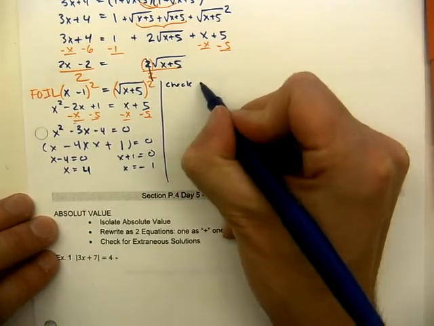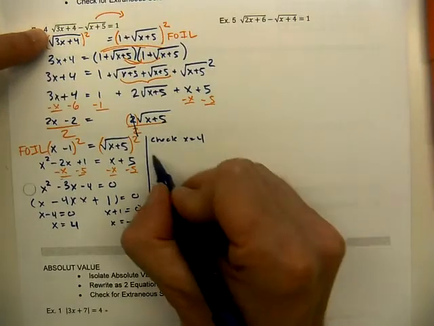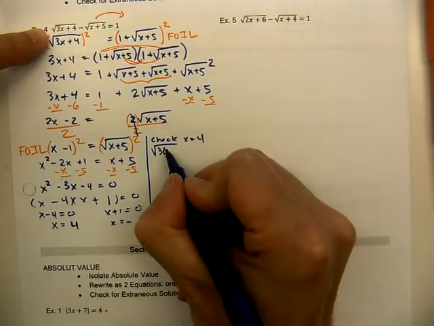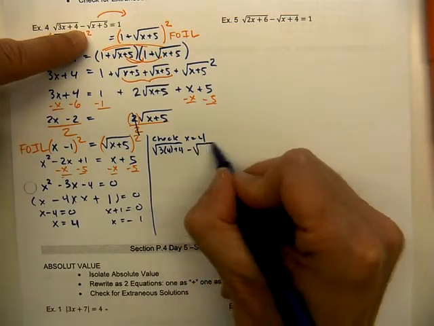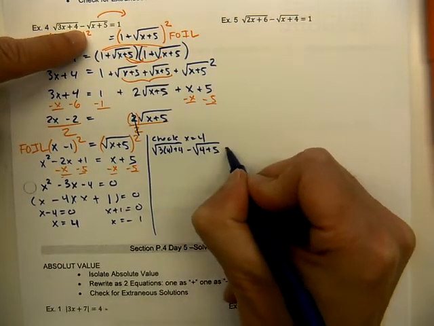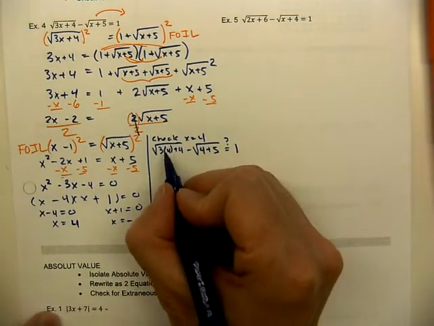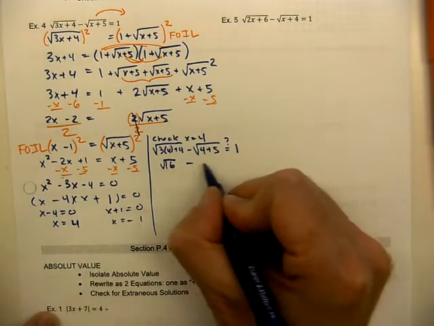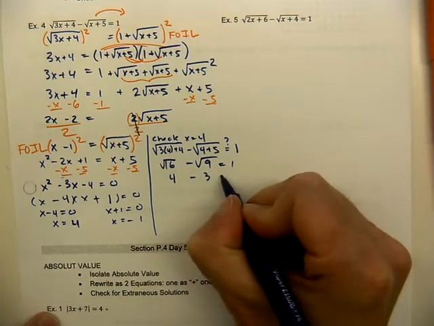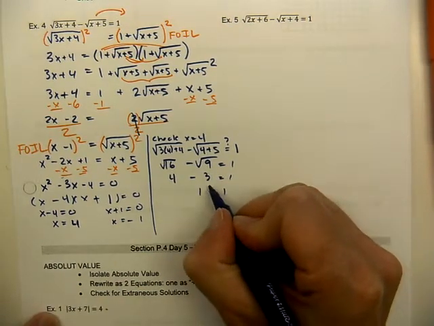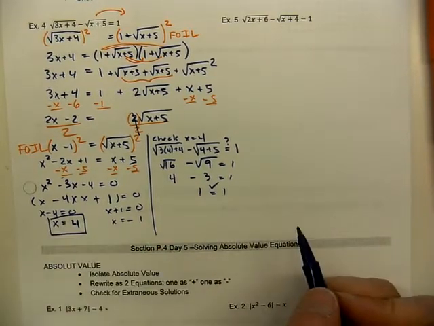Let's check x equals 4. So going back to the original problem, there it is. The square root of 3 times that input of 4 plus 4, and then we're subtracting another radical with an input of 4 plus 5. We want to know, will that equal 1? So 3 times 4 is 12. 12 plus 4 is 16 under the first radical. 9 under the second radical. We have a 4. We have a 3. And we get a result that is 1 equals 1. So that is true. This is a valid answer of 4.